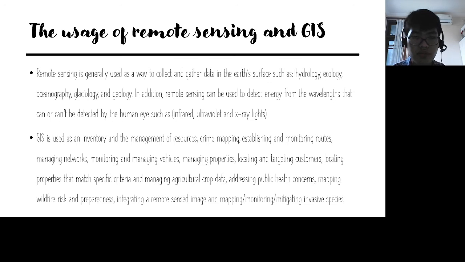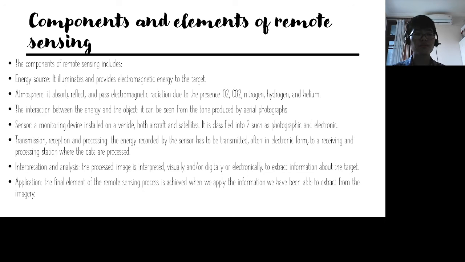GIS is used for inventory and management of resources, crime mapping, establishing and monitoring routes, managing networks, monitoring and managing vehicles, managing properties, locating and targeting customers, locating properties that match specific criteria, managing agricultural crop data, addressing public health concerns, mapping wildlife risk and preparedness, integrating remote sensing images, and mapping, monitoring, and mitigating invasive species.